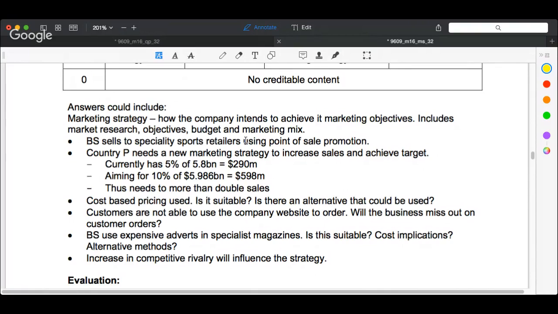Will increasing competitive rivalry influence the strategy? You bet it will in terms of operation, but should it impact the strategy in any other way? Probably not, because competition is good. People see it as a negative. Actually, it's good because it keeps you on your mettle, keeps you constantly looking at how you can improve.